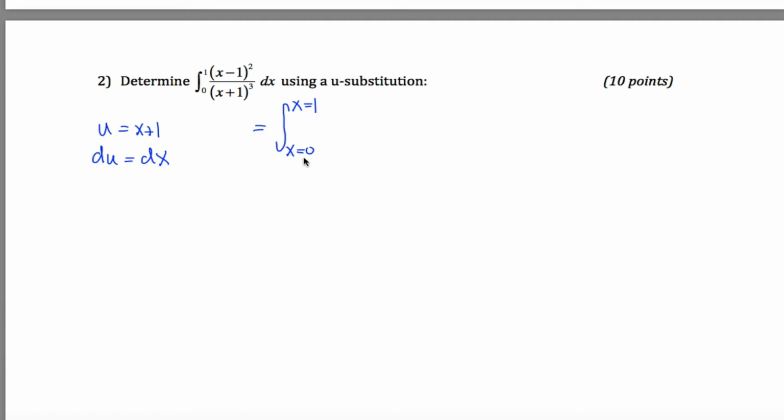So I could say it's the integral from 1 to 2, or I could say it's the integral from x equals 0 to x equals 1. Or the integral from 1 to 2 of something. And what is that something? Well, if u equals x plus 1, then x equals u minus 1. So up here where I have x minus 1 being squared, I really have u minus 2 up in the numerator being squared. Down in the denominator, I got u cubed, and instead of dx, I can write a du.